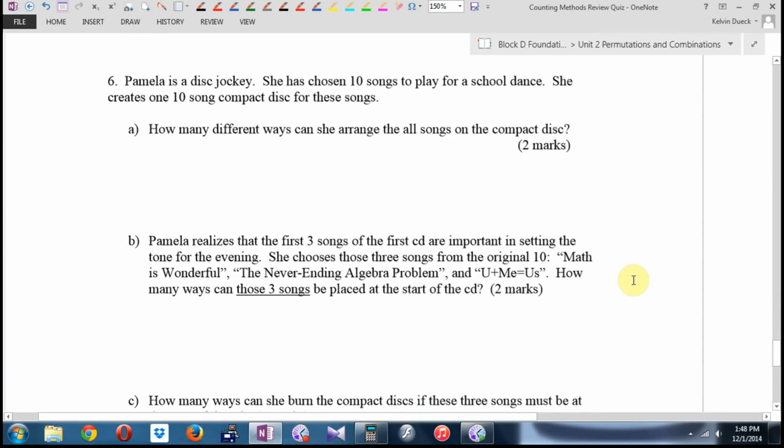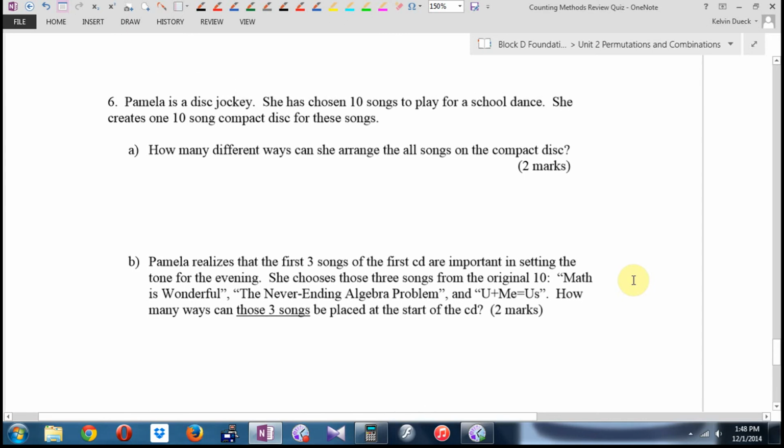Pamela! I didn't know you were a disc jockey. Yep. And Pamela has chosen 10 songs to play for a school dance. She creates 1 10-song compact disc for these songs. This tells you that I typed this question up about 7 years ago. Boys and girls, once upon a time, we used to keep music on these little silver discs. Music used to be kept on a physical object, and you would carry it around with you.